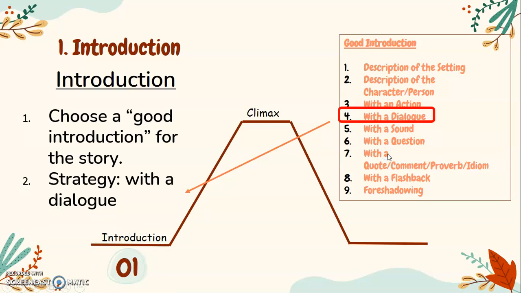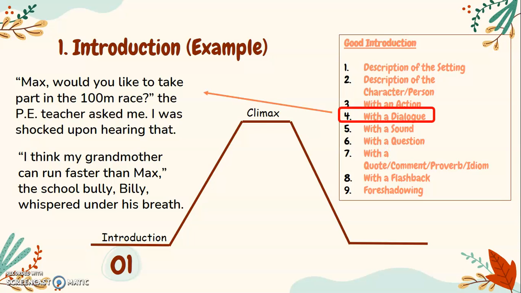So we'll start using a dialogue to introduce the setting and the main character. So you know the main characters are Max and Billy, right? So it's mentioned here. And the main setting is a school and taking part in a 100-meter race. So the dialogue will start with, "Max, would you like to take part in the 100-meter race?" And Billy, being the school bully, was very rude. He said, "I think my grandmother can run faster than Max." The school bully whispered under his breath.